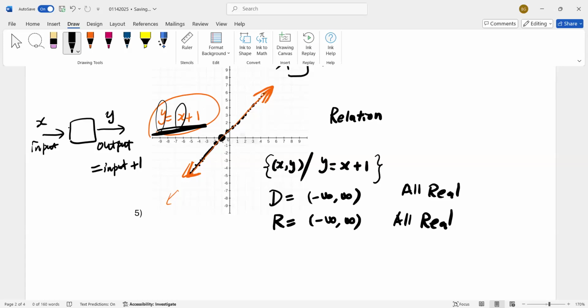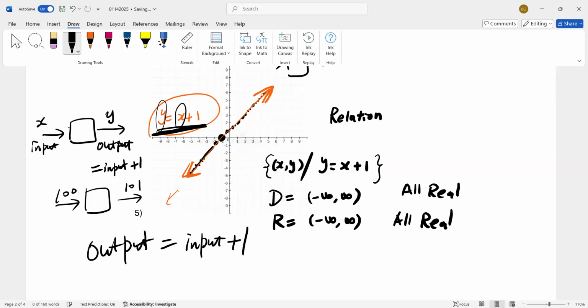For example, if you give the machine 100, what's the output, guys? 101. Exactly, right? You will not have two different corresponding outputs for 100 because you just need to add 1 on top of the input. For this function, the output always equals the input plus 1.